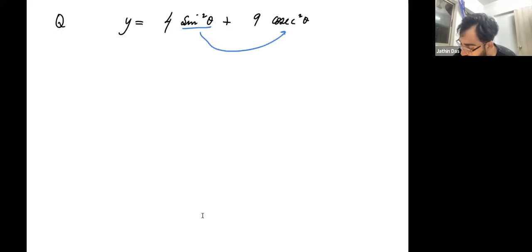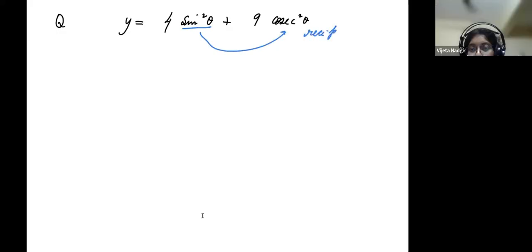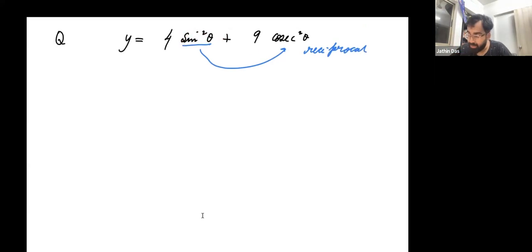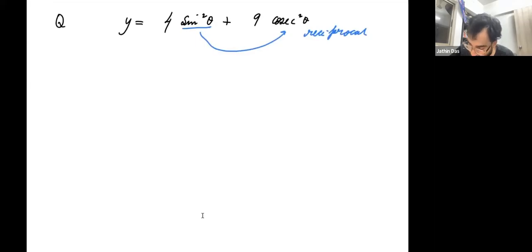Is this its reciprocal? That means we are doing that method, the 4x plus 9 by x method. We can apply that method here. Okay, so y is equal to, what will I write this as first?